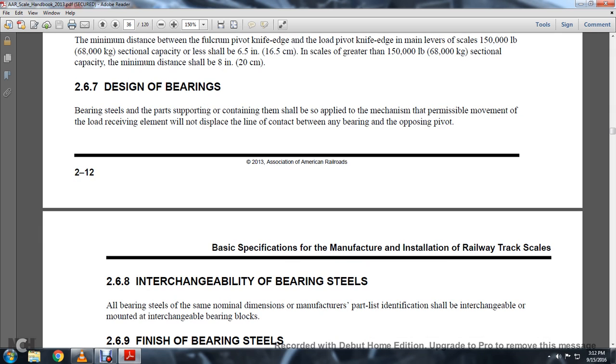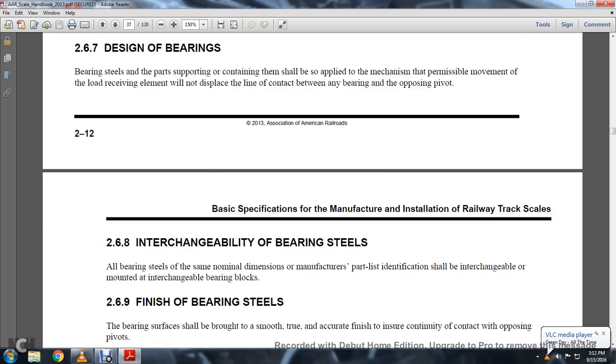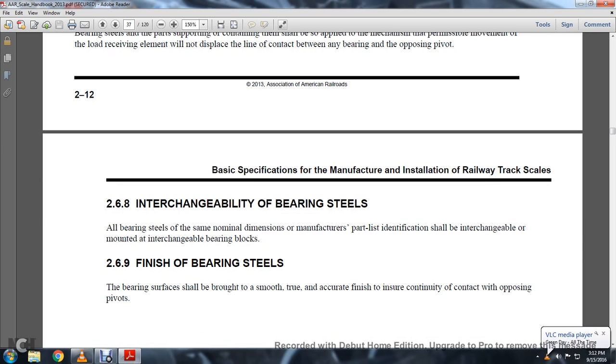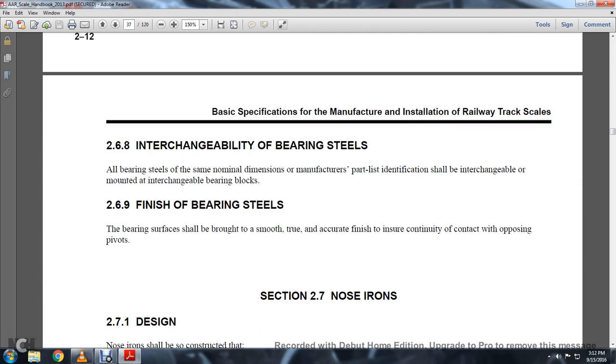2.6.7 Designing of the bearings. Bearing seals, a partition separating the containing part, shall be applied with the mechanism permitting movement. The load-receiving element will displace line contact between any bearing of the opposing pivot. 2.6.8 Interchangeable bearing seals. All bearing shields of the same nominal dimension, manufactured and part-identified, shall be interchangeable, mounted with interchangeable bearing locks.